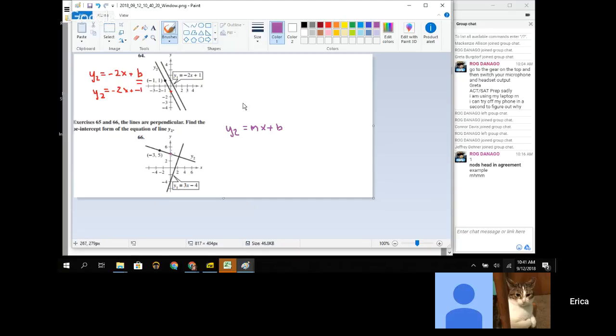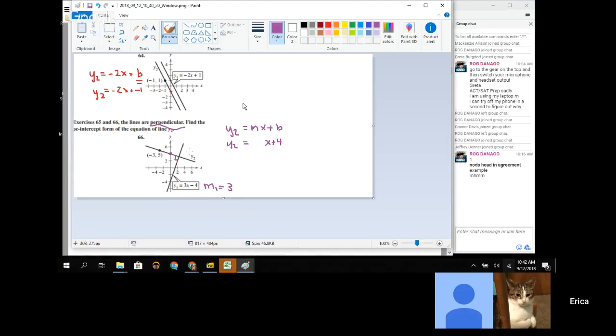I say the y-intercept's easier to find, right? The y-intercept is right here, so the y-intercept is at 4. How do we figure out what the slope is? Well, the problem tells you that they are perpendicular to each other, so that means they're at a right angle. And that means that the slope of my first line is the negative reciprocal of the slope of my second line. So the slope of my first line is what? It's 3, right?